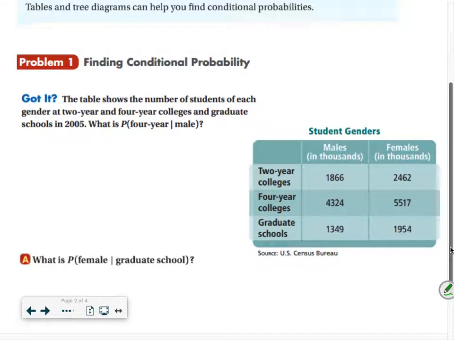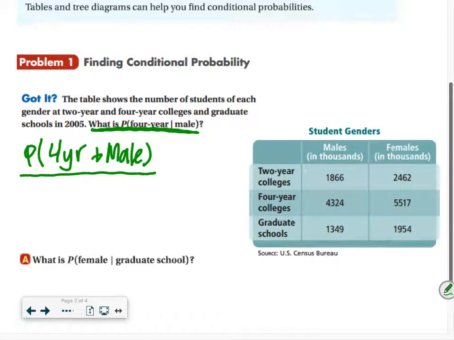So flip back to where we were. I have students in 2-year colleges, 4-year colleges, and grad school, broken down into male and female. I want to know what the probability is of you being a 4-year college student, given that you're male. The first thing we want to find is the probability of both of those happening, being a 4-year and a male, and we're going to divide that by the probability of being male.